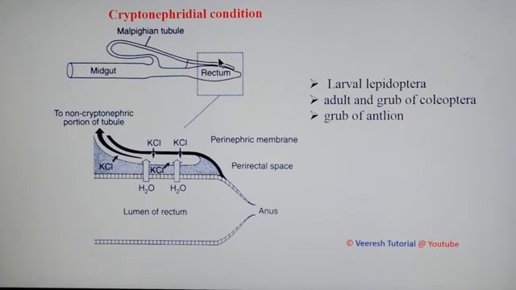In terrestrial insects, water is the main constraint. In order to conserve water, insects have an arrangement in such a way that the distal end of the Malpighian tubules is in close contact with the rectum and enclosed by a layer of perinephric sheath. This adaptation is more prevalent in insects which feed on dry foods which contain a small amount of water. So this type of condition is called the cryptonephridial condition. You can see this type of excretion in larval Lepidoptera, adults and grubs of Coleoptera, and grub of antlion.